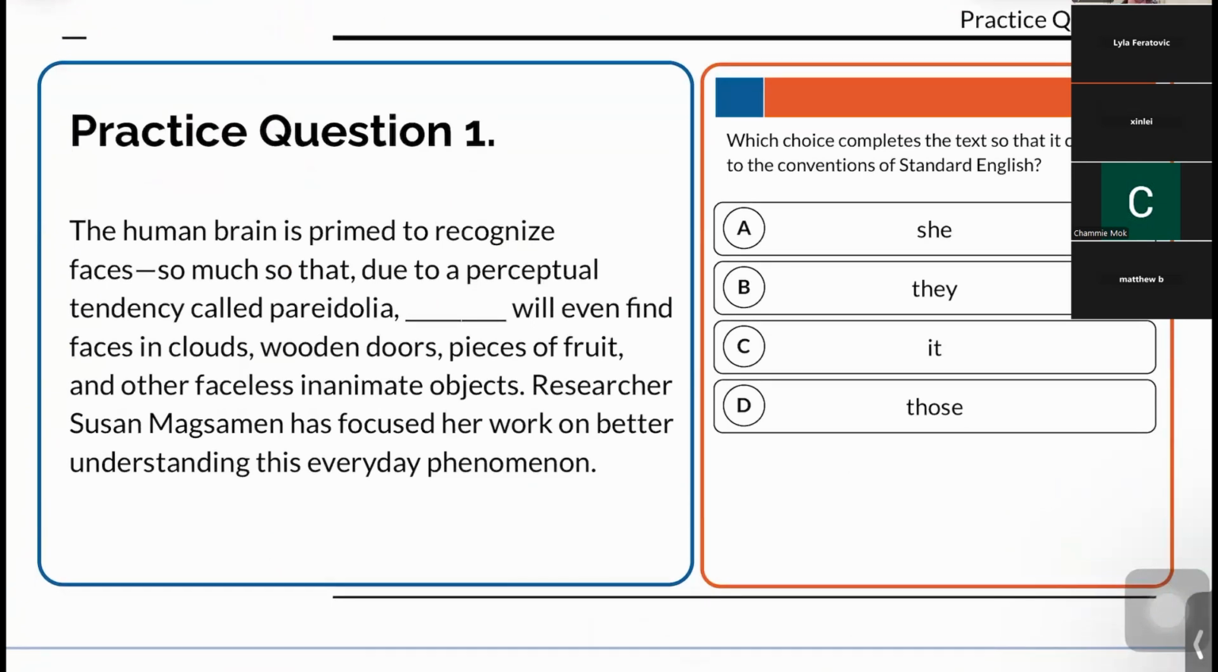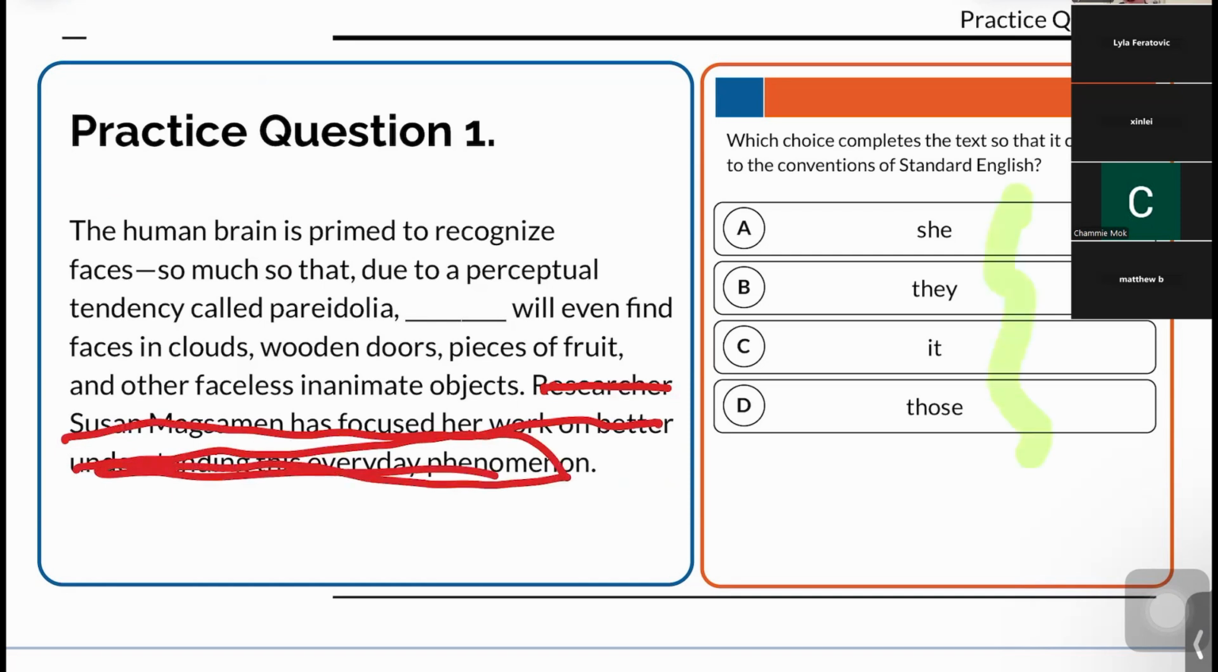So this first one. The human brain is primed to recognize faces, so much so that, due to a perceptual tendency called pareidolia, blank will even find faces in clouds, wooden doors, pieces of fruit, and other faceless inanimate objects. Researcher Susan Magsamen has focused her work on better understanding this everyday phenomenon. So, like I mentioned, we don't really need this last part. So we see a couple of pronouns in the answer choices. We're trying to figure out what we are replacing and what we need to do about that, whether it's singular or plural, that sort of thing. So this is where our pronoun would be. Blank will even find faces in clouds.